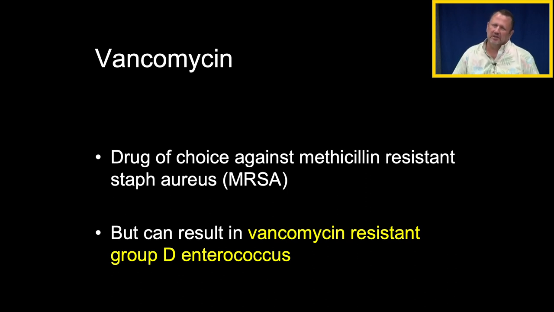Vancomycin remains the drug of choice against methicillin-resistant Staph aureus. Methicillin is a type of penicillin that should be very effective against Staph aureus, and over time Staph aureus has become resistant to it. However, a lot of times during surgery we'd want to give vancomycin as prophylaxis against methicillin-resistant Staph aureus, and so our use of vancomycin has resulted in something called vancomycin-resistant group D enterococcus, and so that's something interesting to read about. If you want to read a lot about that, I have a great read on resistant microorganisms that I can pass along to you guys.